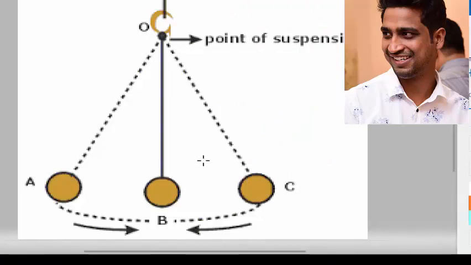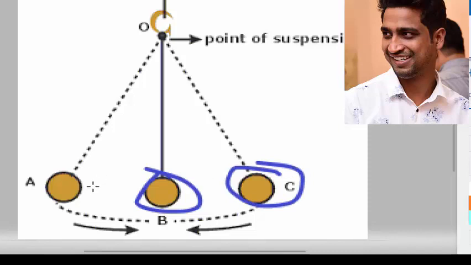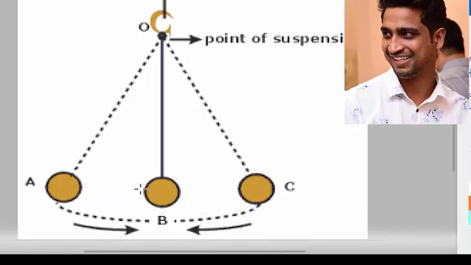depends. Now we'll see some factors on which time period of simple pendulum does not depend. First one is the mass of the bob. How much heavier the bob is, the time period of the simple pendulum will not change. Second one is the material of the bob. If the bob is made up of plastic or iron or aluminum, the time period of the bob will not change. And the third one is amplitude. How much is the amplitude? If it increases or decreases, the time period of the simple pendulum will not change. It will always remain the same.